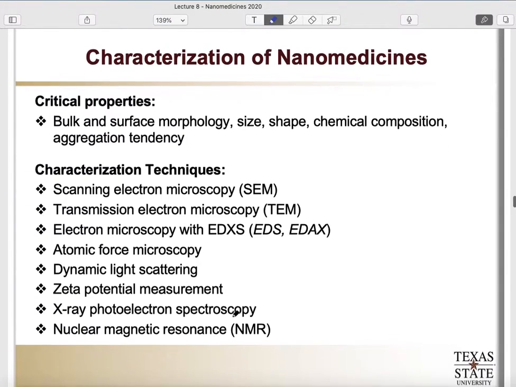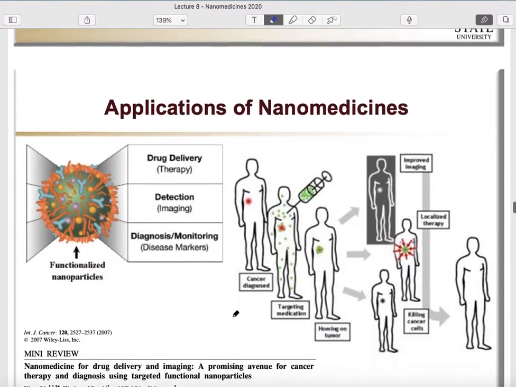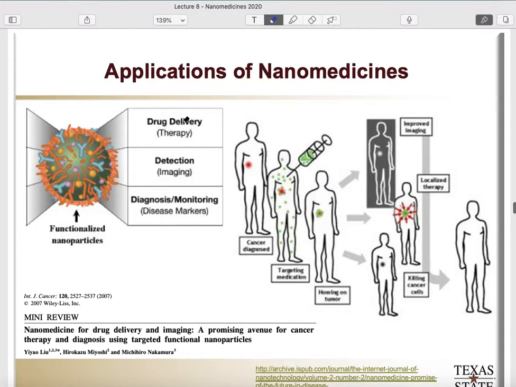All right, I will leave it at that. Now, in terms of the applications of nanomedicines, of course, we have already talked about drug delivery.